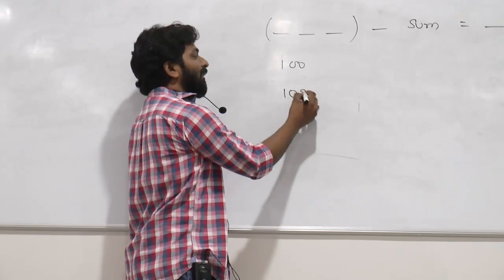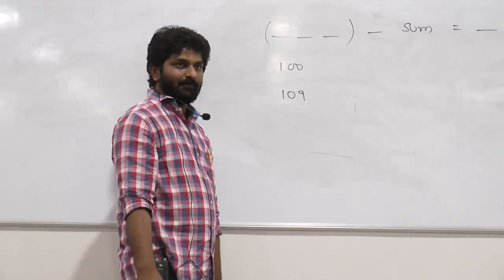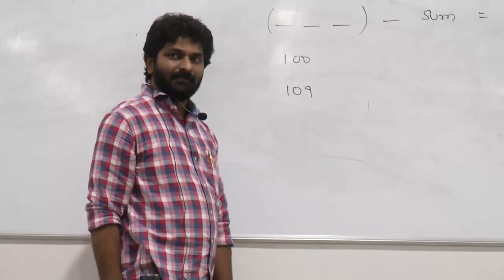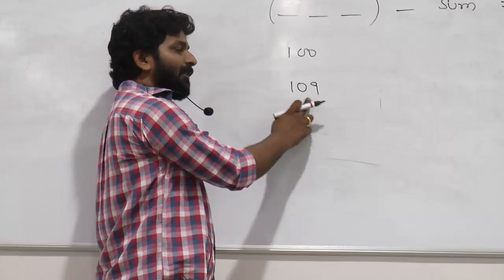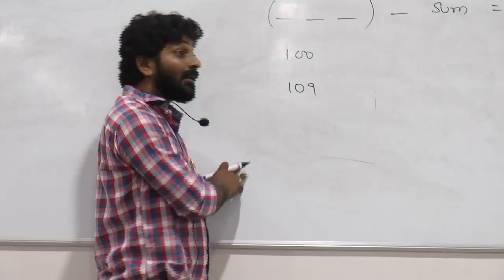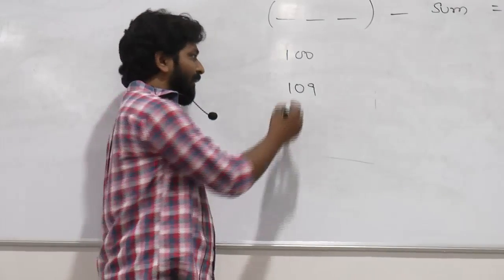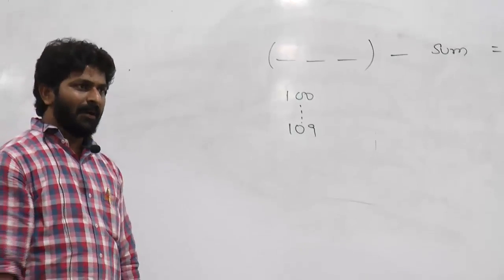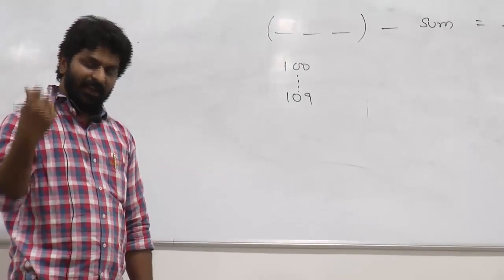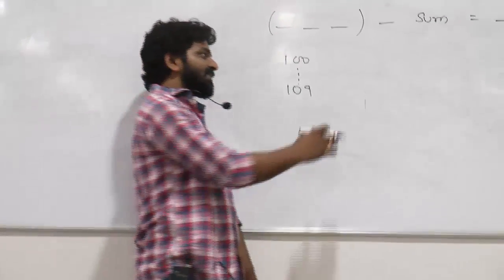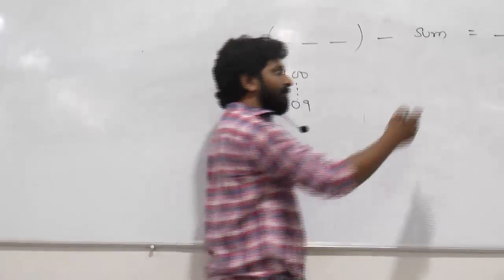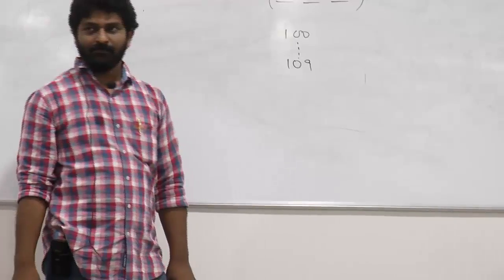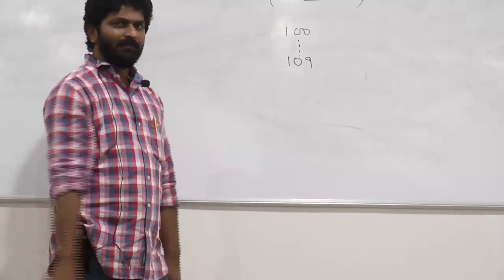And if you take 109, what is the sum of digits? 10. Subtract 10 from 109. 99. In between 100 to 109, you take any number, and from the same number subtract its sum of digits, you will get 99 only. Take any number.